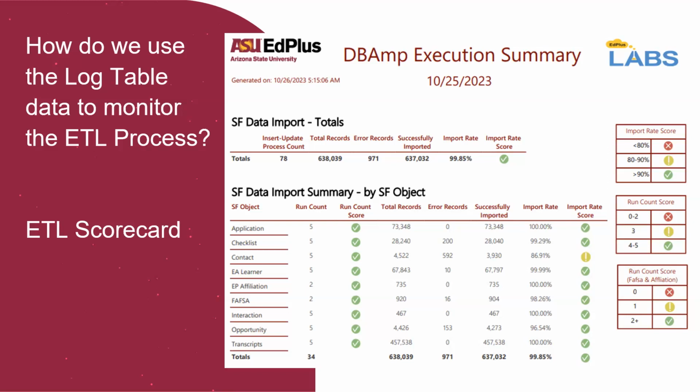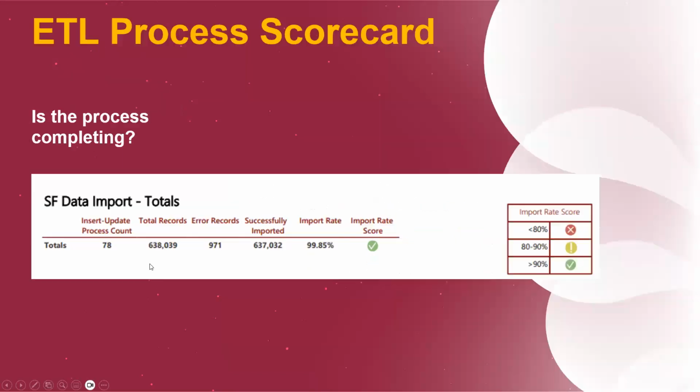So now we have visibility. We can see what our process is doing every day. This report gets sent out to the leadership on our team every morning for the results of the prior day. I had mentioned one of the bullet points I talked about before was, is the process completing? And so this is, again, an example of a high-level summary of what our process is doing.